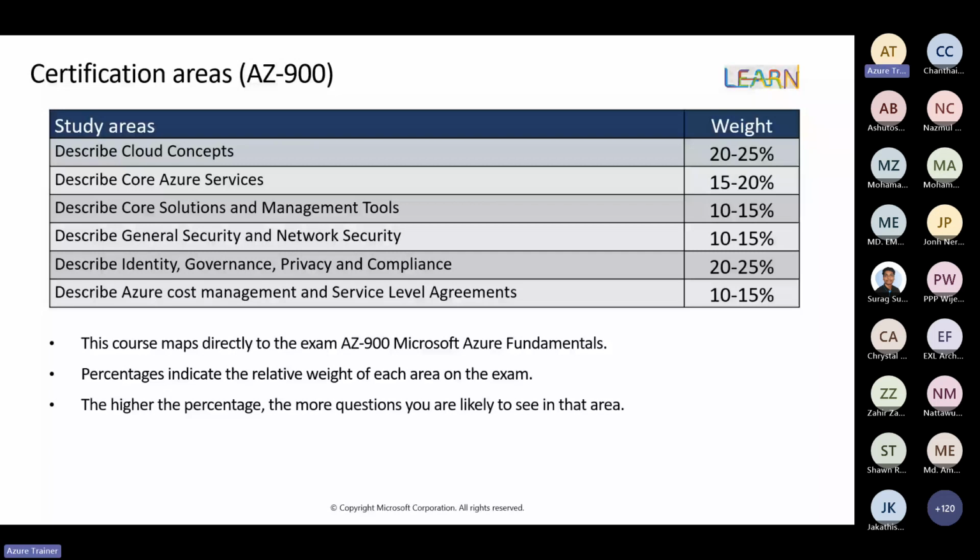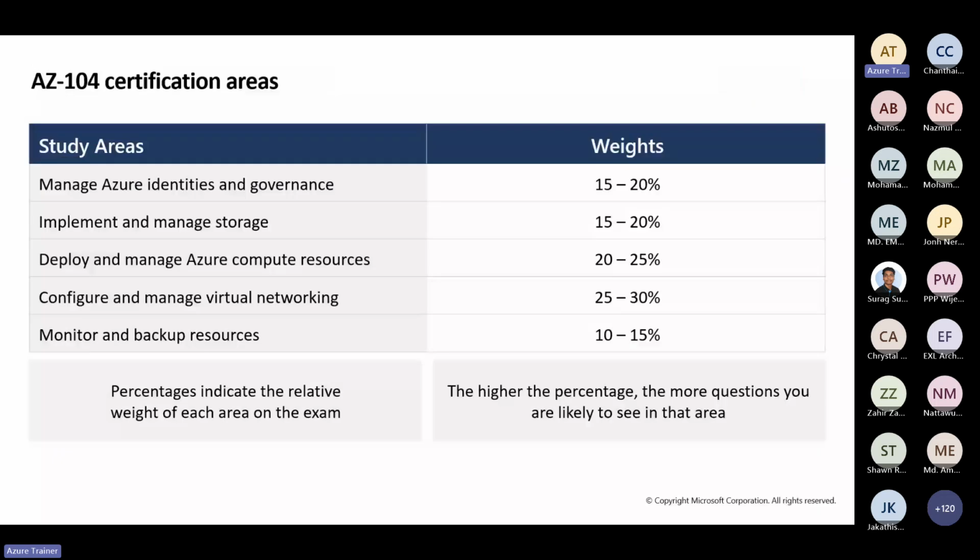So coming to AZ-104, you may see you have identity and governance. When it is coming to the cloud side, you may see identity or storage or deploy. You may see the different categories for AZ-104 also here, right?